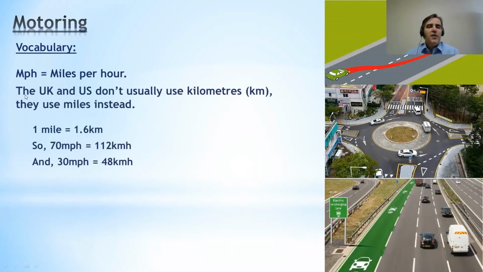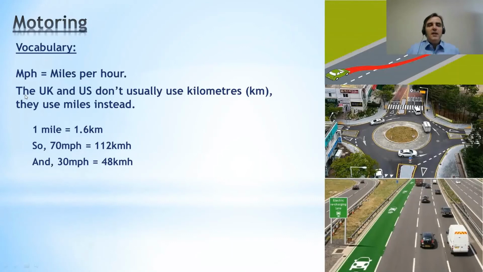Now, the UK and US are very strange countries. They're probably two of the only countries in the world that don't use kilometers for distance. They use miles instead. I don't know why, but they do. So I think it's important to know what a mile is. So 1 mile will equal 1.6 kilometers.